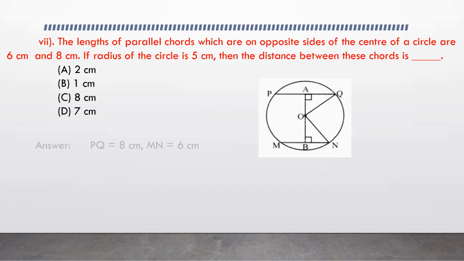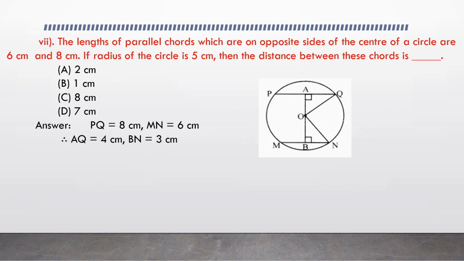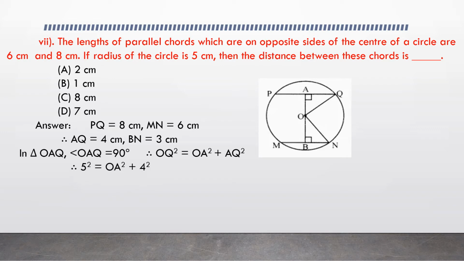And first write PQ is equal to 8 centimeter and MN is equal to 6 centimeter. Therefore, AQ is equal to 4 centimeter and BN is equal to 3 centimeter. In triangle OAQ, angle OAQ is equal to 90 degree. Therefore, by Pythagoras theorem, OQ square is equal to OA square plus AQ square. And therefore 5 square is equal to OA square plus 4 square. Therefore OA square is equal to 25 minus 16 is equal to 9. Therefore OA is equal to square root of 9 is 3 centimeter.